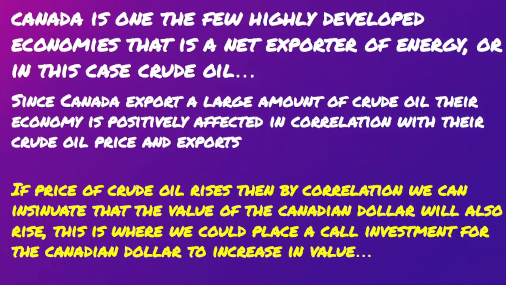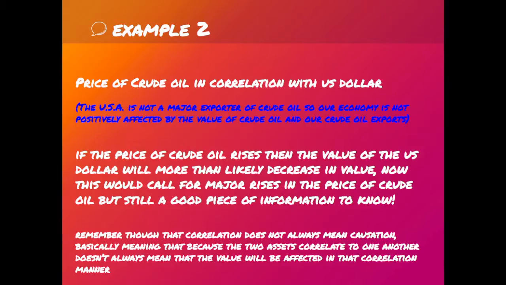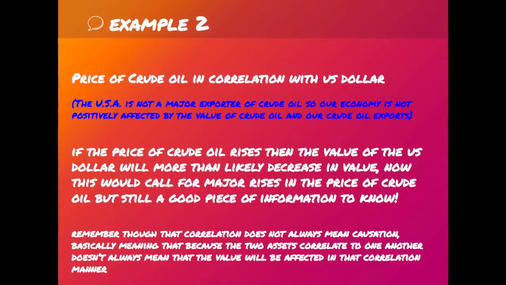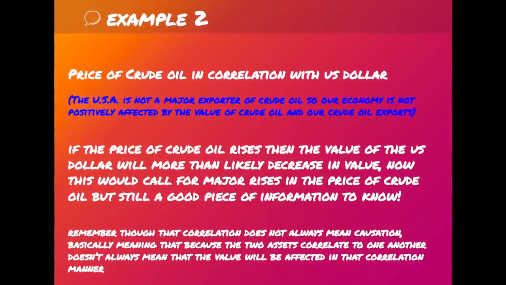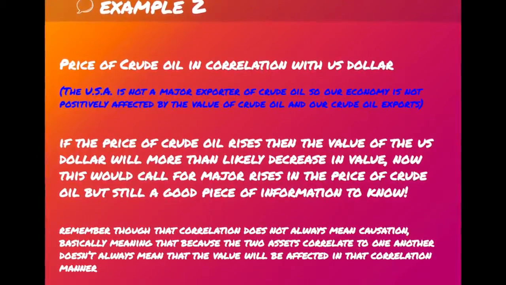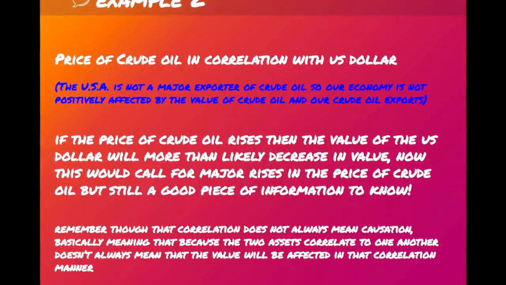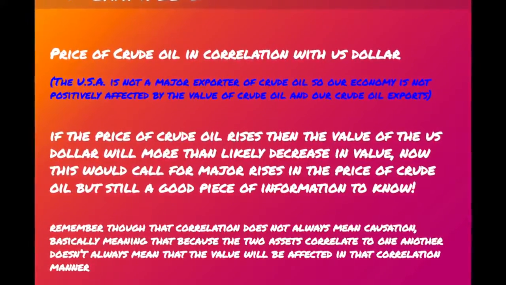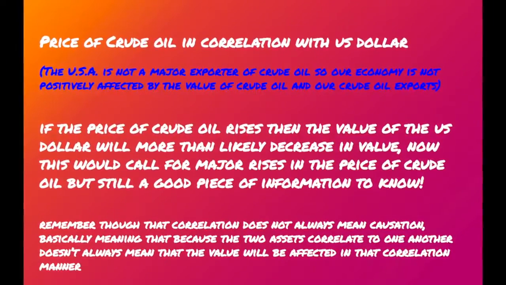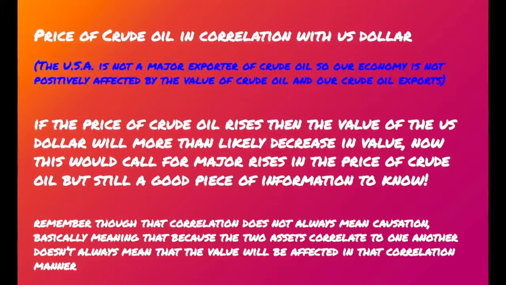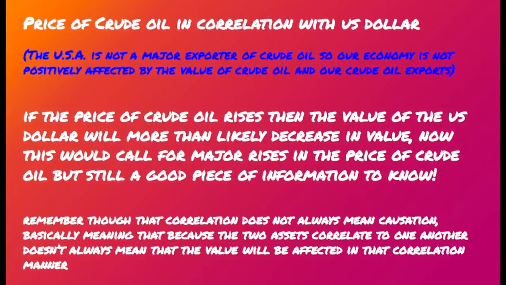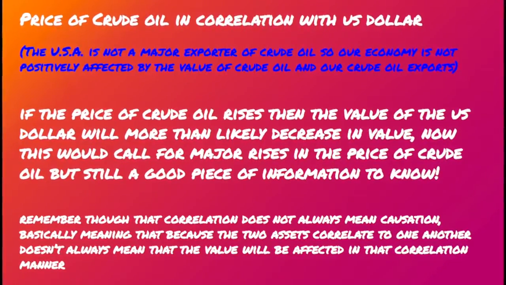I'll take, in this case, the price of crude oil and the US dollar. Unlike Canada, the US is not a huge exporter of crude oil. So with that being said, if the price of crude oil rises, oftentimes the value of the US dollar decreases. This is just another example of a correlational investment used by fundamental analysis that you could be generating a profit from. So if you're watching the Canadian dollar and the price of crude oil rises, you can insinuate by correlation analysis that the price of the Canadian dollar will also rise. However, when it comes to the US, since we're not a big exporter, you can insinuate that the value of the US dollar will decrease.